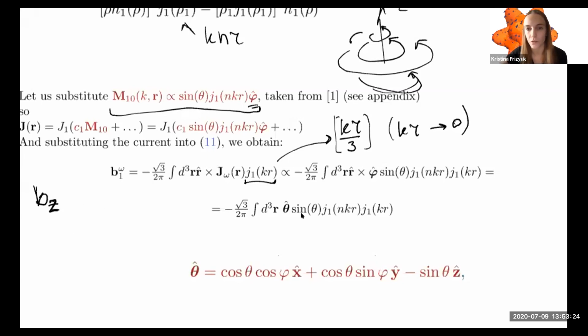So here you see, if you substitute the current of this form here, this is the current, and this is the phi vector, and you have the product of R and the phi vector left. For these spherical vectors, this product is equal to theta. But you don't need to obtain the theta component of the vector. You need to somehow obtain this component.